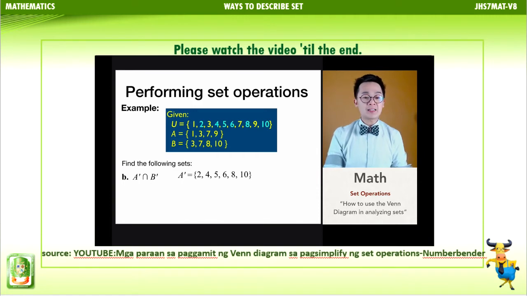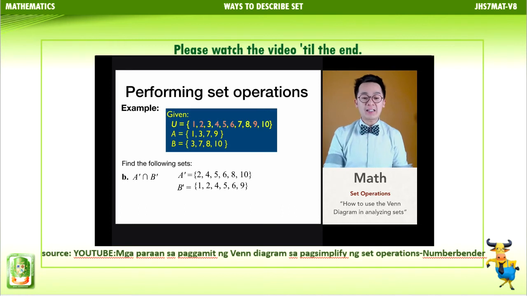So yung 2, 4, 5, 6, 8, and 10 will be the complement of A. At kukunin naman natin ngayon is yung complement ng B. So yung B, meron tayong 3, 7, 8, and 10. At kung sa union set, tatanggalin natin si 3, 7, 8, and 10. Ang matitira na lang sa atin would be 1, 2, 4, 5, 6, and 9. So, yan yung complement naman ng ating set B.